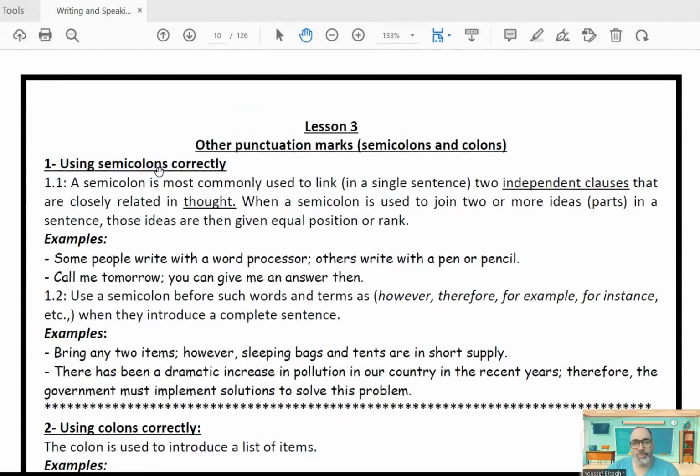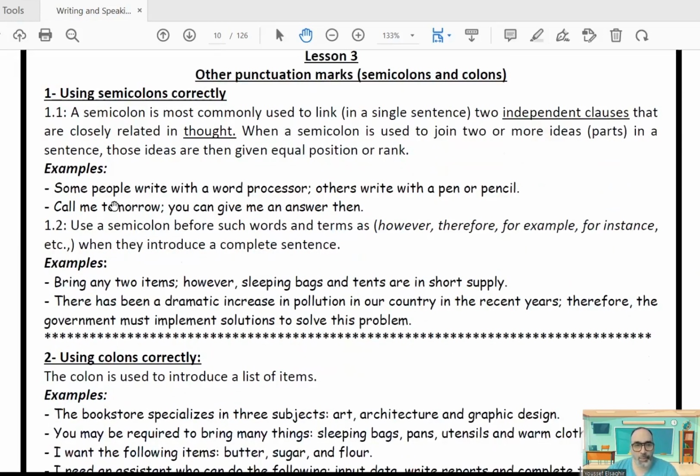So let's look at the semicolon. A semicolon is used to connect two sentences which are not related grammatically, but they are related in thought and ideas. So it's different from the comma. If you remember the previous lesson, I said that you can't use a comma to connect two sentences which are related in meaning. There has to be a grammatical reason for you to use a comma. But a semicolon is different in the sense that there doesn't have to be a grammatical reason, but you can just use it between two sentences which are related in meaning.